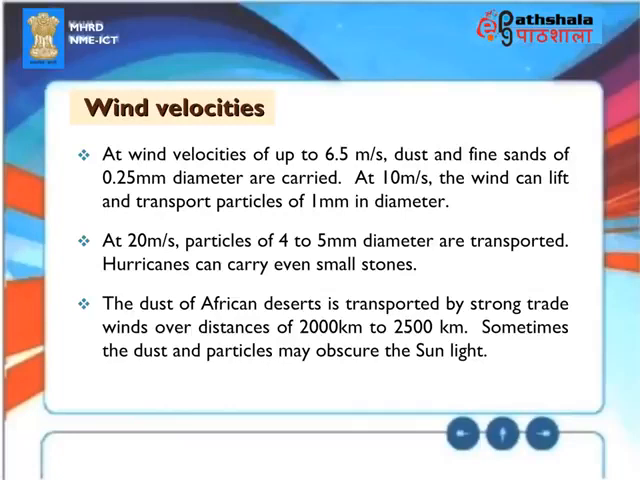Wind velocities. At wind velocities of up to 6.5 meters per second, dust and fine sands of 0.25 mm diameter are carried. At 10 meters per second, the wind can lift and transport particles of 1 millimeter in diameter. At 20 meters per second, particles of 4 to 5 millimeters diameter are transported. Hurricanes can carry even small stones. The dust of African deserts is transported by strong trade winds over distances of 2,000 kilometers to 2,500 kilometers. Sometimes the dust and particles may obscure the sunlight.